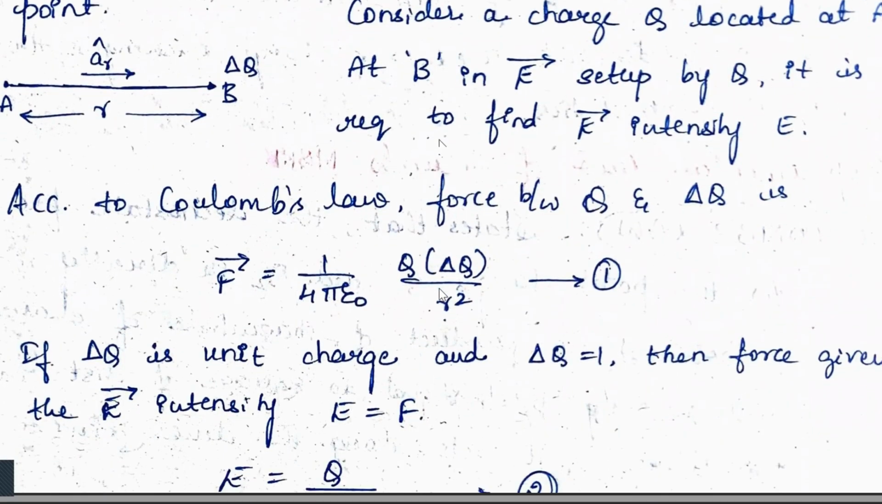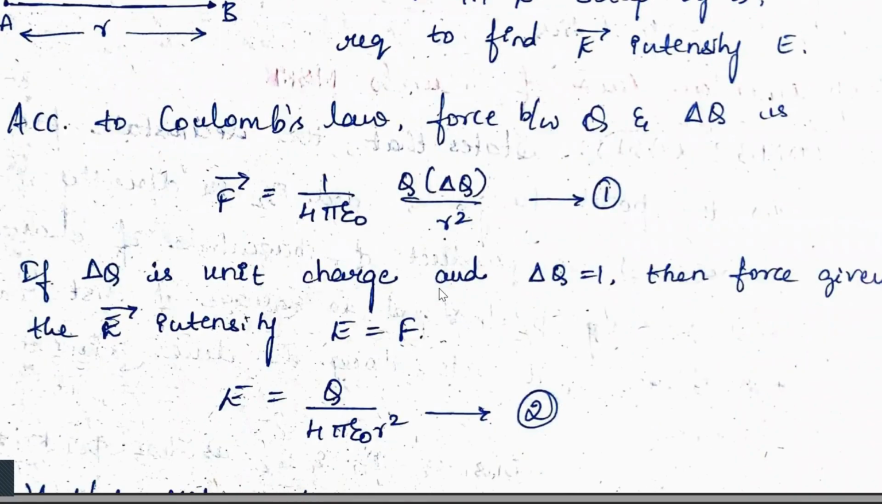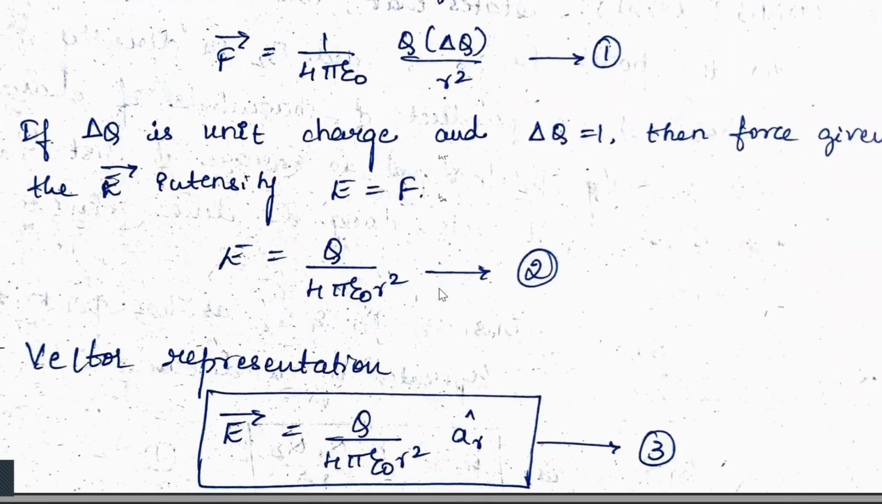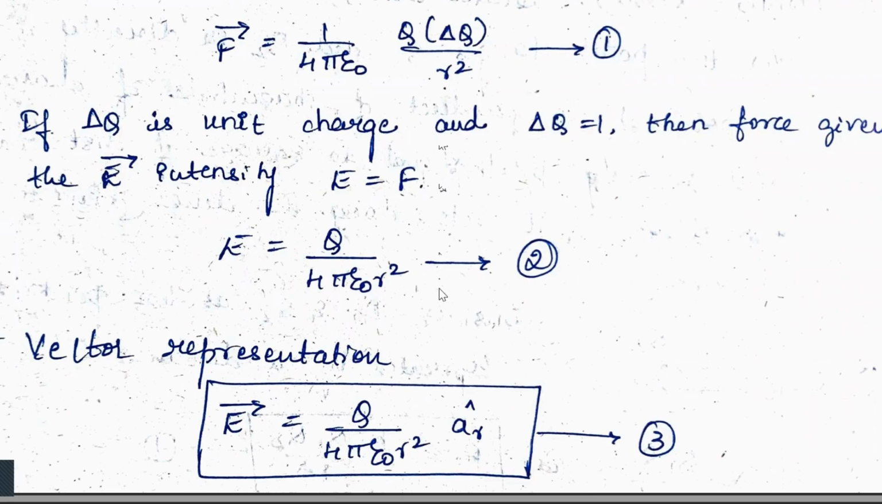According to Coulomb's force law, we know that between the charge Q and the differential charge delta Q, the force is F equal to 1 by 4 pi epsilon naught, Q into delta Q divided by R square. This will be the first equation. Now delta Q is a unit charge, and let's consider the value to be 1. Then the force given by the electric field intensity, E is equal to F. So F will become E, and E is equal to Q divided by 4 pi epsilon naught R square. This will be my second equation.